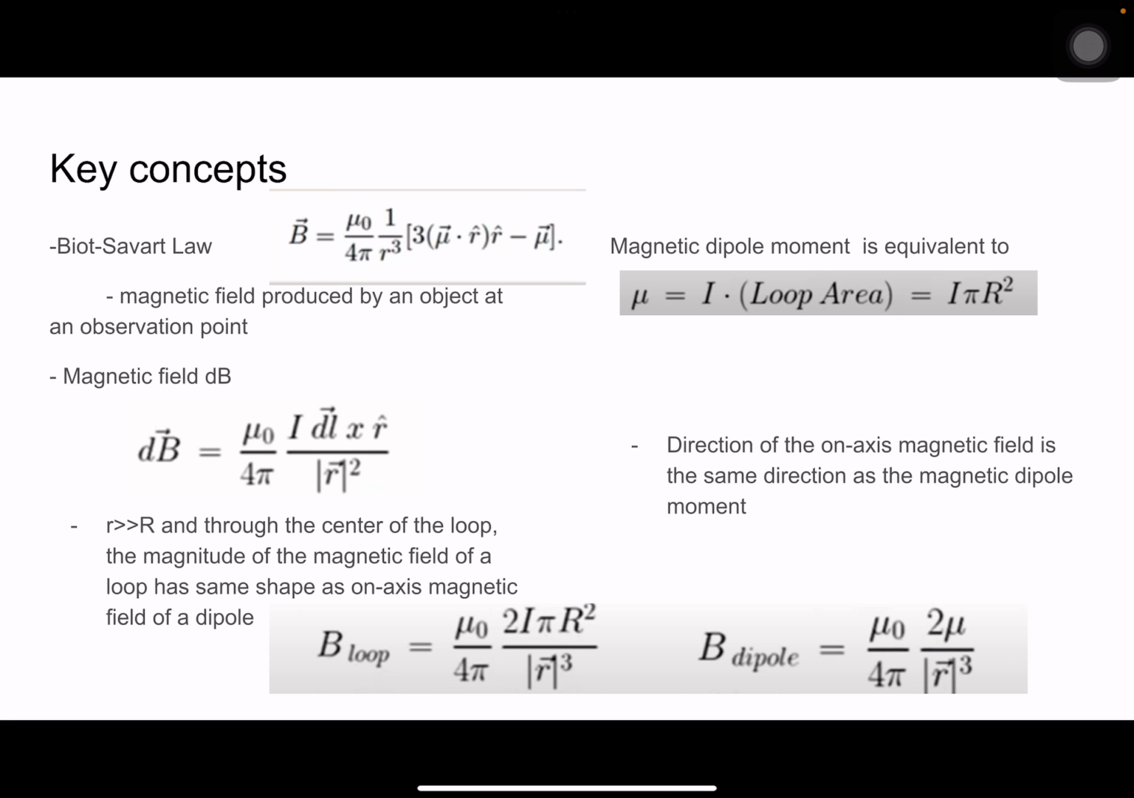Some key concepts we need for this lab are the Biot-Savart law, which gives the magnetic field produced by an object at an observation point, the derivative of the magnetic field dB, the B of a loop, and the magnetic dipole moment, which is equivalent to I times the loop area, I π r squared. The direction of the on-axis magnetic field is the same as the direction of the magnetic dipole moment.